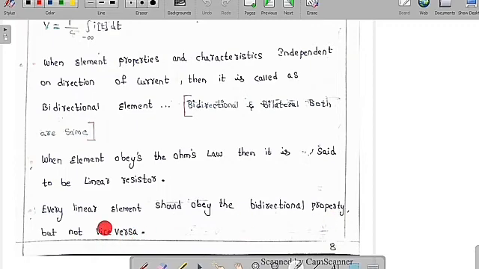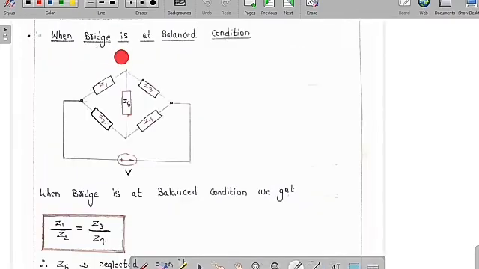I have already told you, every linear element is a bilateral element, but every bilateral element is not a linear element. See, this is when the bridge is balanced. This is called a Wheatstone bridge, and the bridge is balanced when the current in this Z5 is 0. At that condition, we get a certain relation: the product of opposite impedances is the same, which is Z1 into Z4 is equal to Z2 into Z3.